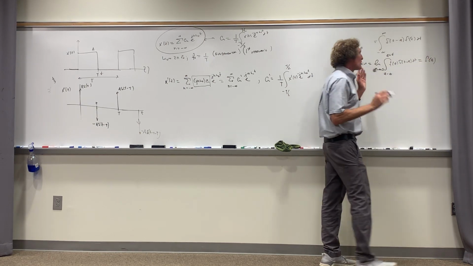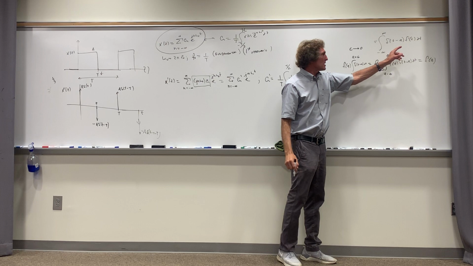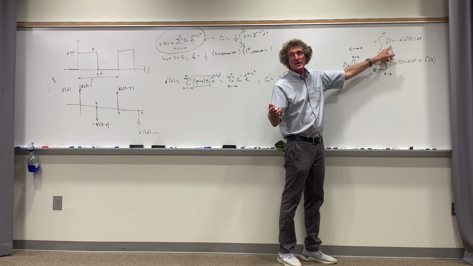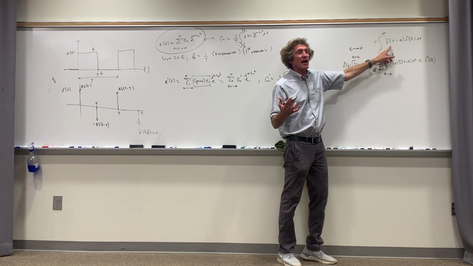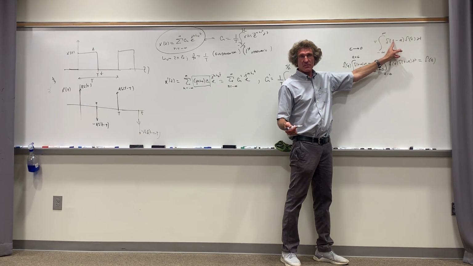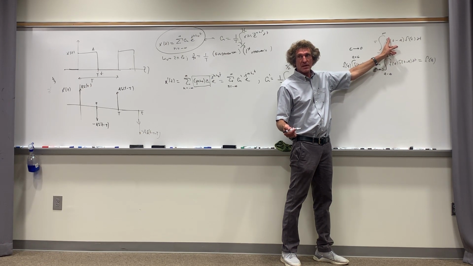That's my point. Go back up here and look for a second. When you have a delta function multiplying anything, the only thing it does is sift out the value of that anything when the argument of the delta function goes to 0. Now that's the important point. Everybody with me on this one?